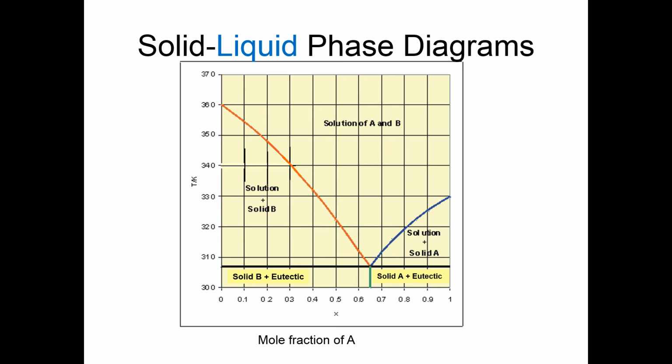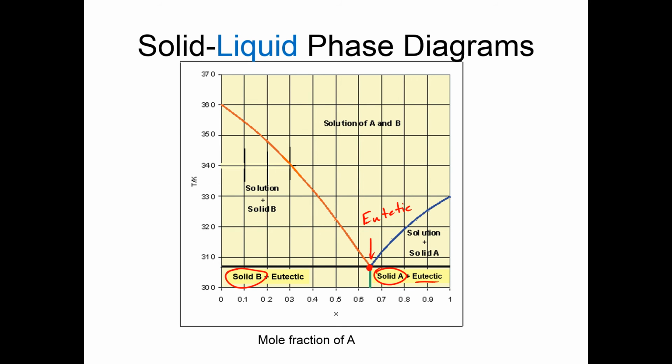So here are solid-liquid phase diagrams. Let me just label a couple things here. We have the eutectic point. It's kind of a funny name, but it's just going to be a phase we call it. We have a couple different solid phases. We have solid B, we have solid A, and then we have eutectic as well.